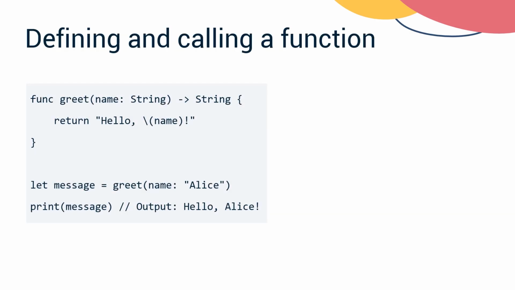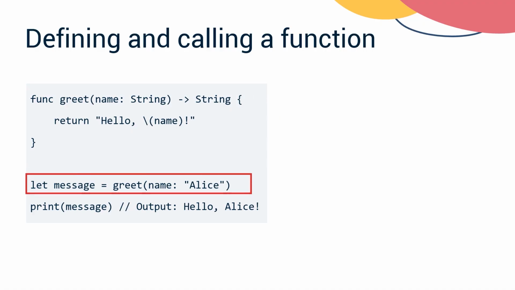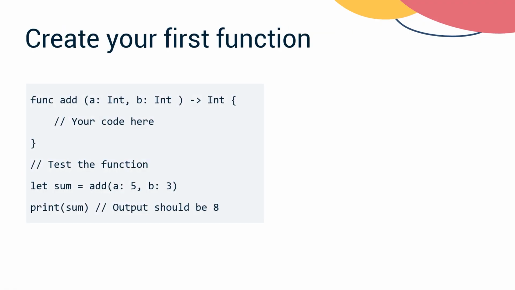Meanwhile, this code snippet defines a function in Swift. In this example, the code snippet calls the function and prints the greeting. Now, let's start creating your first function. Here, the add function takes two integers as the parameters and returns their sum.